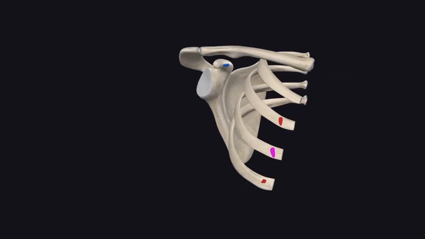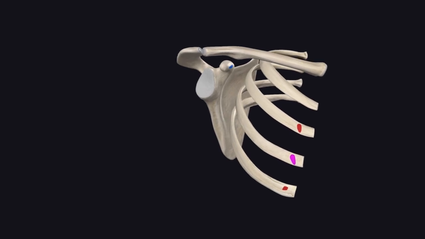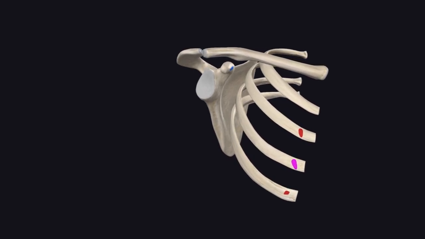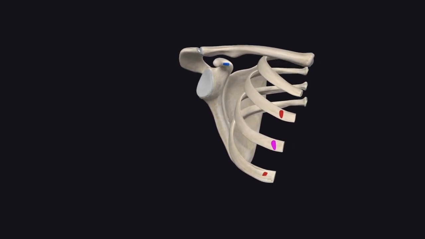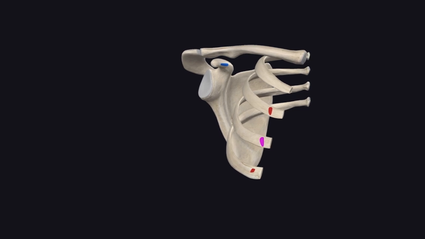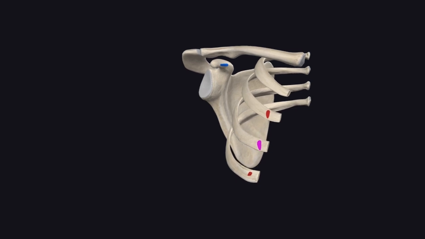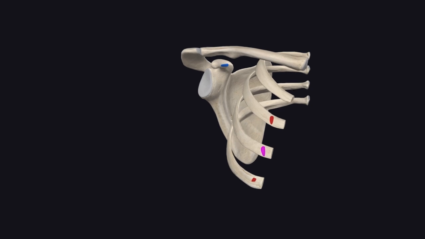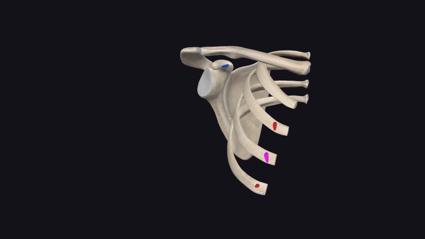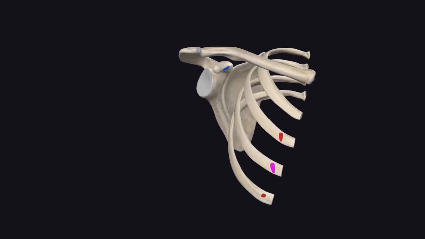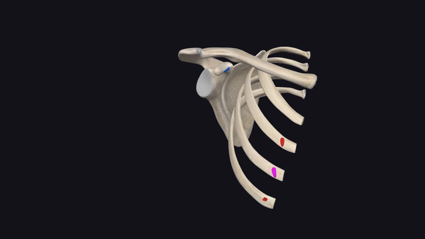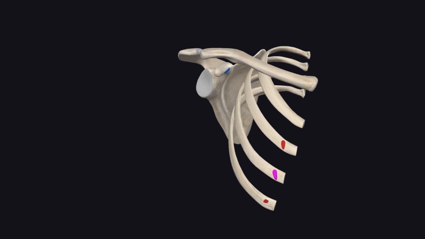Pec Minor originates from the anterior surfaces of the third, fourth, and fifth ribs, near their costal cartilages. From there, its fibers run superiorly and laterally to insert onto that coracoid process of the scapula. This positioning gives it a direct line of pull on the scapula, enabling it to depress and protract that shoulder girdle. It also allows Pec Minor to anchor that scapula against the thoracic wall during our pushing or weight-bearing tasks that use that upper limb. Despite its size, its influence on scapular mechanics is huge, especially when it becomes tight or shortened.